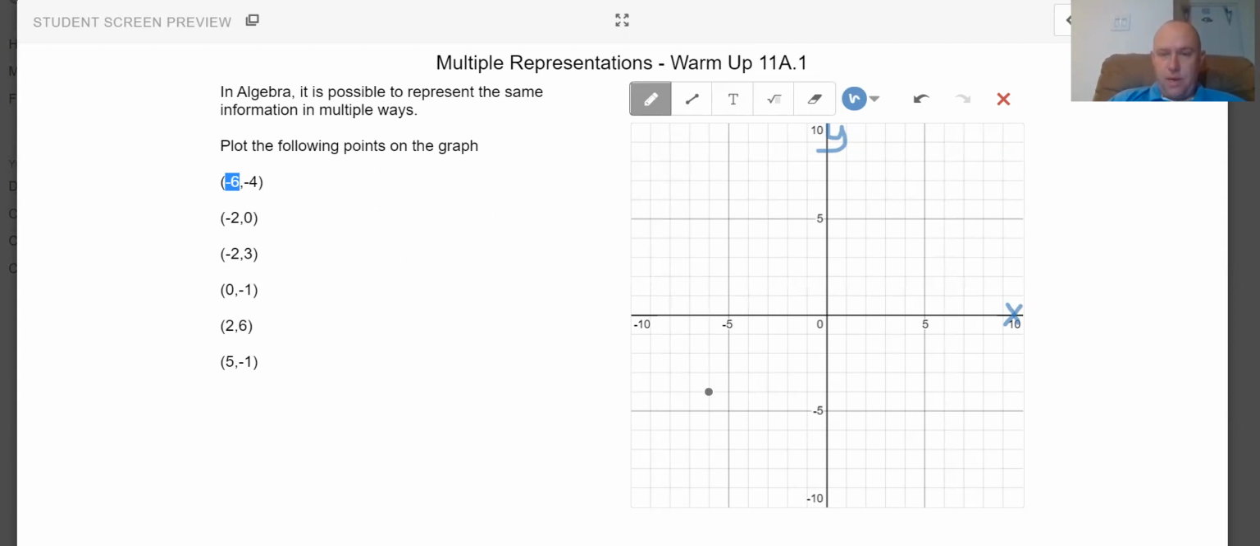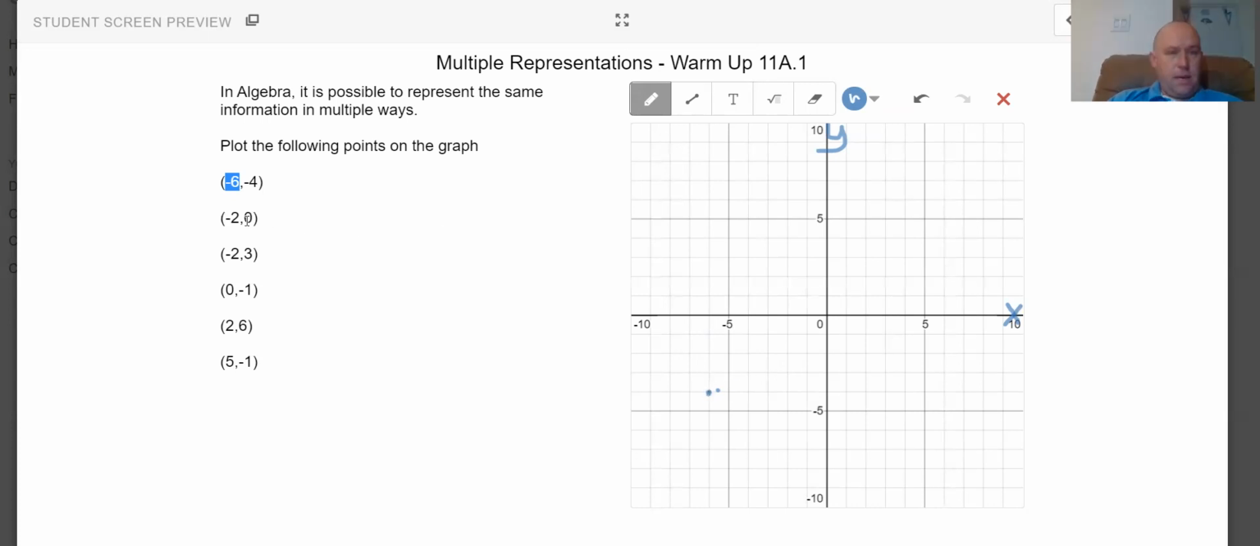1, 2, 3, 4. Now, if I actually plot that point there, notice that if I read up to the x value, it does say -6. And notice that if I read across to the y value, it does say -4. So that's kind of like our little check as we're doing these. But if we're specifically plotting, we should do the x value first. So, oops, let me see if I can put that one back in a little better.